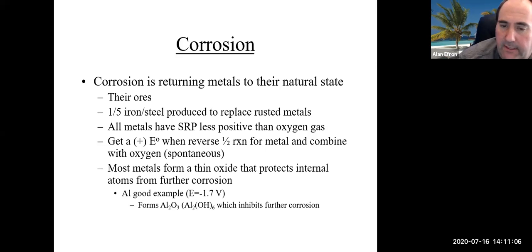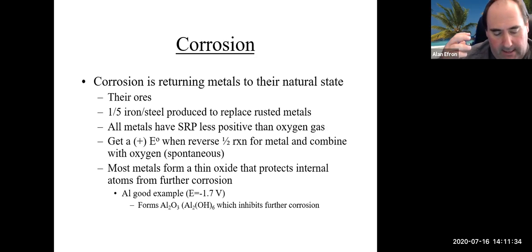So corrosion really is returning metals to their natural state. For lack of a better definition, it's pretty much metals that go through oxidation reactions. So metals that get oxidized go through corrosion. For example, a fifth of the steel produced is to replace rusted metals. That was a while ago, but that statistic is probably still pretty close to that, I imagine.